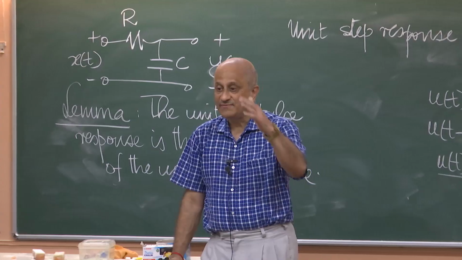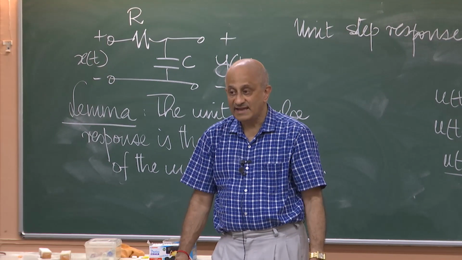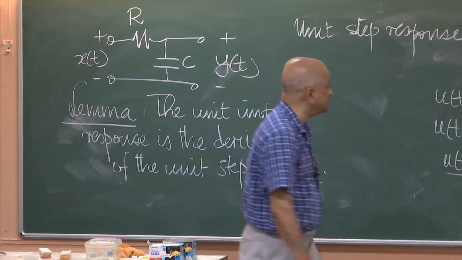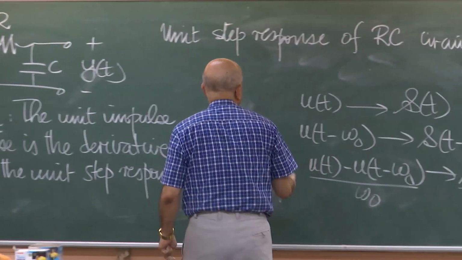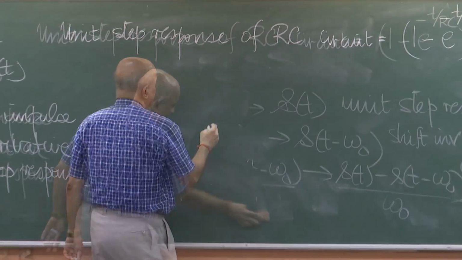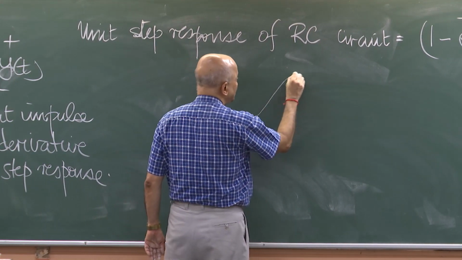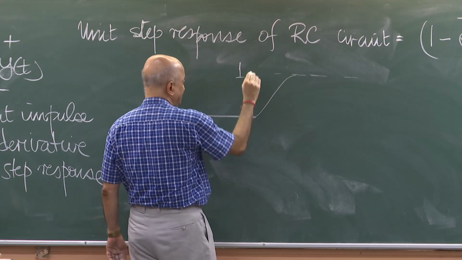which means that now at t equal to 0, of course, it is 0. As t tends to infinity, what happens? e raised to the power minus t by RC tends to 0, and therefore it tends to 1. And so in fact, you can sketch the unit step response here for the RC circuit. It's going to rise exponentially, isn't it? And then go to the asymptotic value of 1.